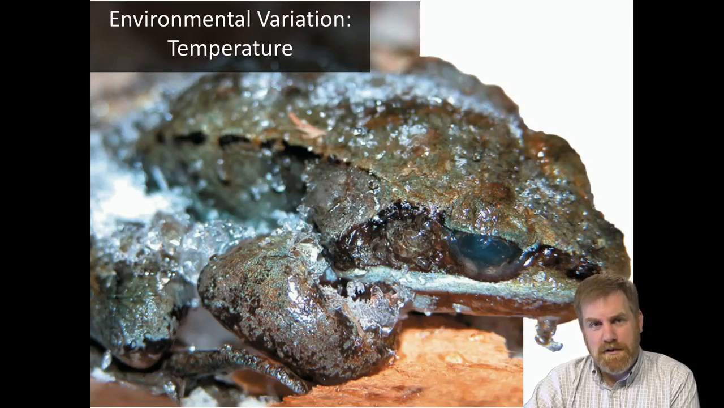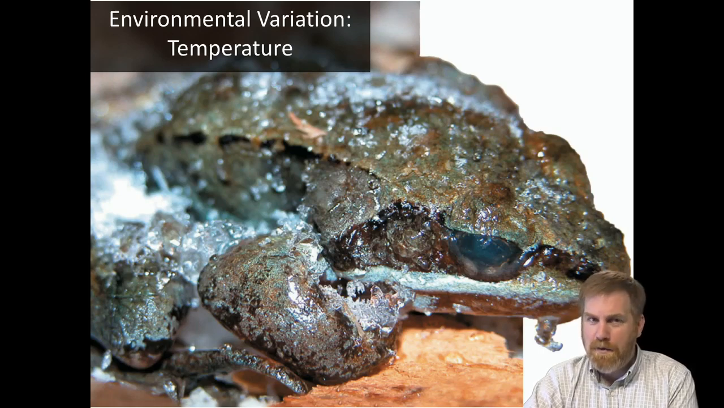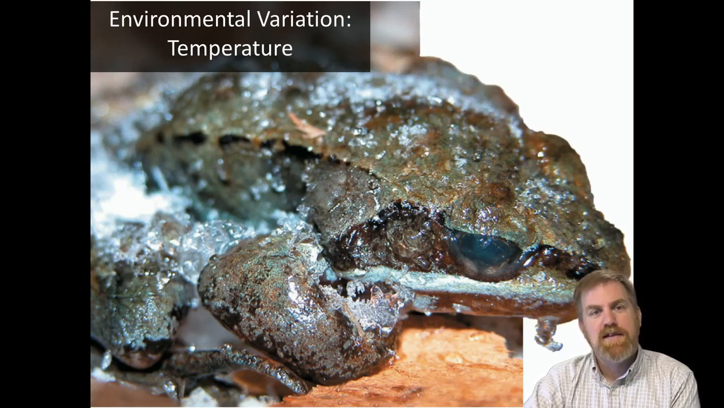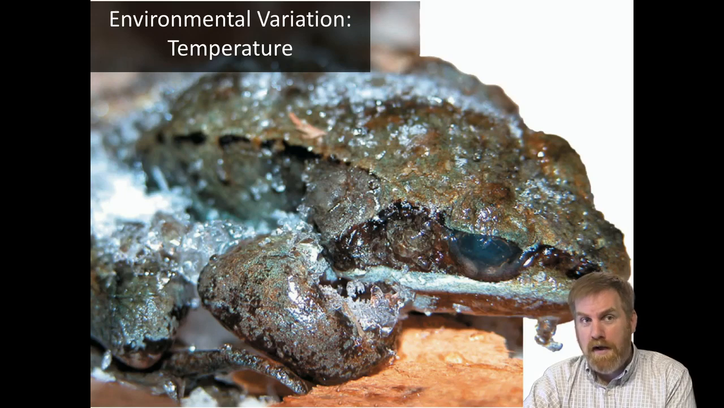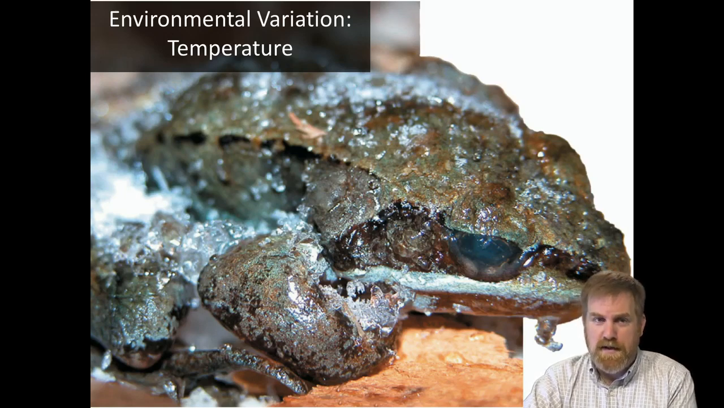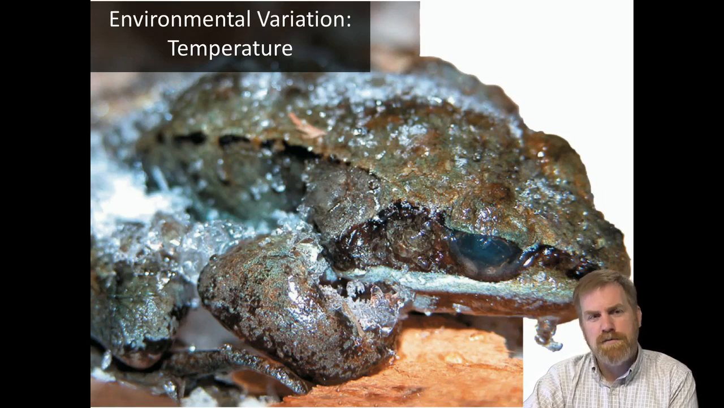Now that you have a general understanding of how environmental conditions like temperature and rainfall vary around the Earth, we're now going to talk more specifically about how these environmental conditions impact an organism. Today we're going to be talking about temperature and how temperature, one, influences an organism, and two, how organisms might be able to survive in varying temperature conditions.